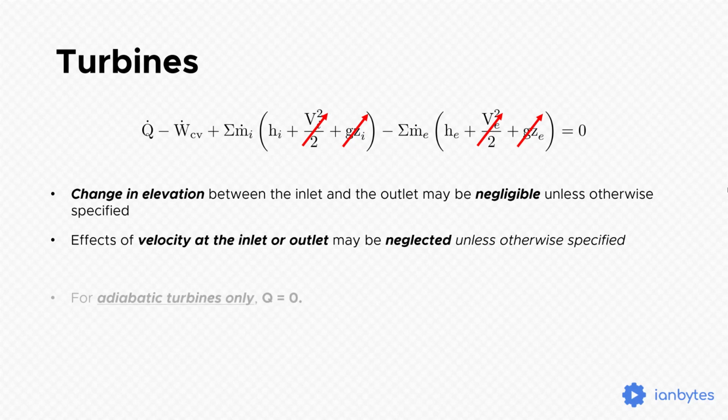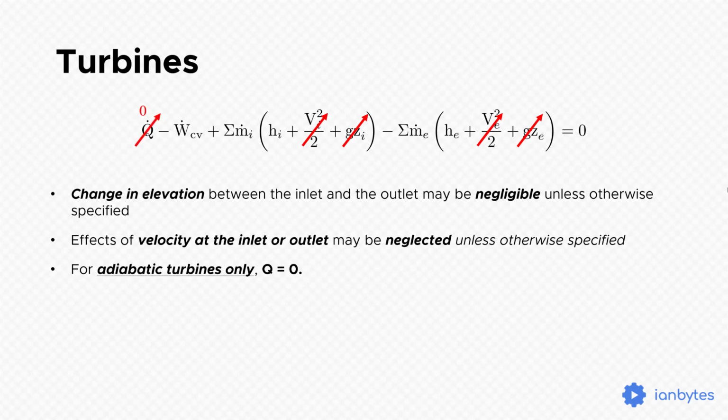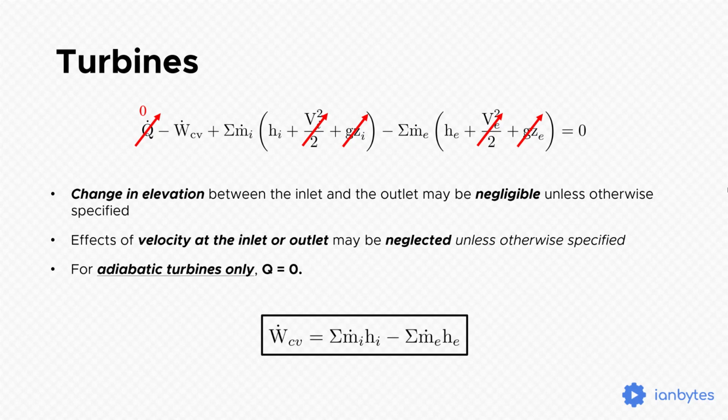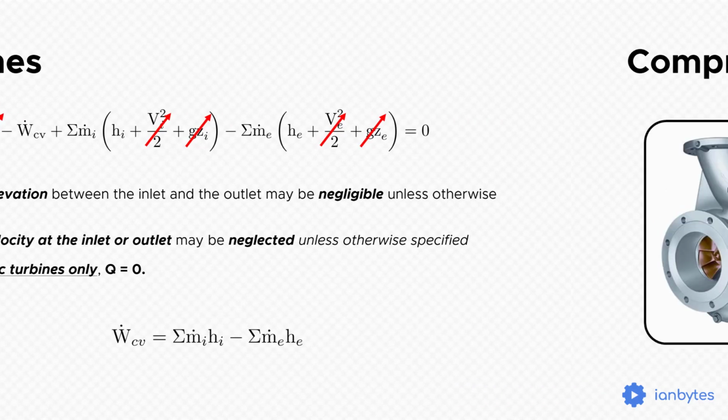Finally, kung meron tayong adiabatic turbine, ang heat transfer nito with the surroundings ay equal lang sa 0. Therefore, Q dot will vanish. In the end, the power produced by the steam turbine is equal to the summation of the rate of enthalpy in minus the summation of the rate of enthalpy out. Next, we have compressors and pumps.